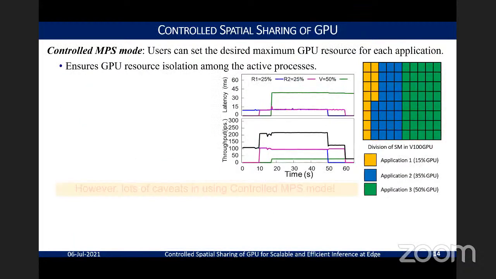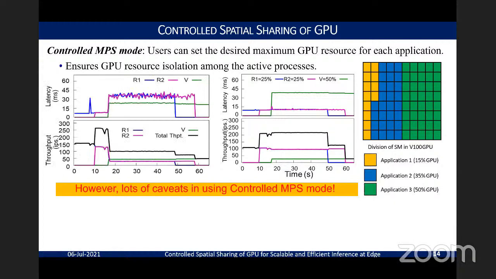But although on onset it seems that all the problems are solved, there are a lot of caveats in using the controlled MPS mode as is. So if we look at this model again, the results that we have on the right is with the controlled MPS, and juxtapose that with the results that we have when we try to use the default MPS mode, where we saw there were latency variations.